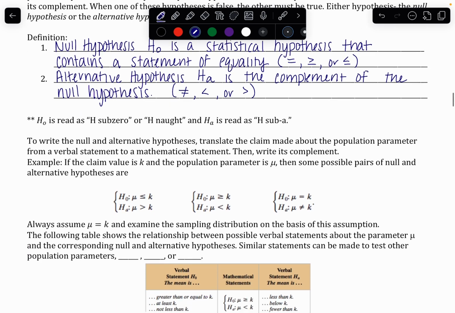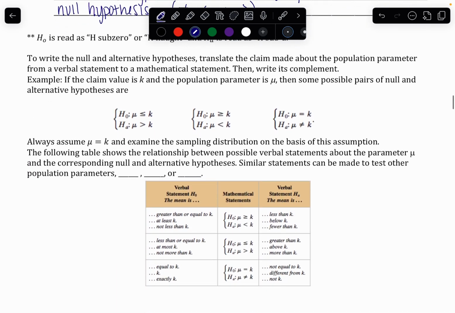When we write the null and alternative hypotheses, we translate the claim made about the population parameter from a verbal statement to a mathematical statement. And then we write the complement. Here you have 3 different examples of what those can look like. These are all using mu, or population mean. We're always going to assume that our population mean mu equals k and examine the sampling distribution on the basis of this assumption. Then we have this table that shows the relationship between possible verbal statements about the parameter mu and the corresponding null and alternative hypotheses. Similar statements can be made to test other population parameters.